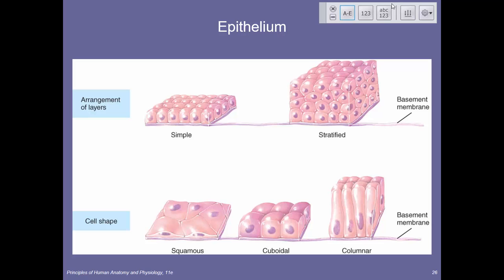On the left here versus the right here, you see simple versus stratified. Now the interesting thing about stratified, and here's the trick, is that when you want to name a stratified layer, you always name it from the surface layer. So if that surface layer has cuboidal cells in it, then it's going to be stratified cuboidal. If that surface layer has squamous cells, then it's going to be stratified squamous. That doesn't mean that you can't have other types of cells below that. That's the way the naming system works, because as you'll see when we get into the integumentary system, the cells' shape changes as they migrate forward and up until eventually they become dead cells. And that's a little confusing to people.